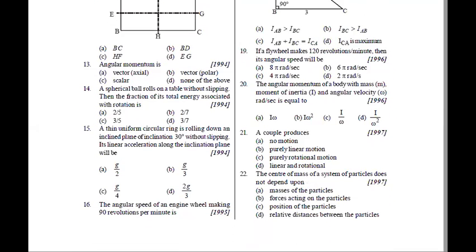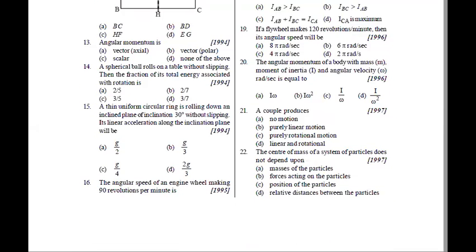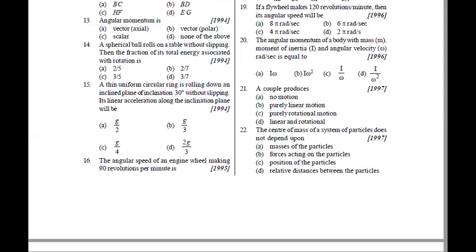Now, 13th, angular momentum is again an easy formula. 14th, the spherical ball rolls on a table without slipping, then the fraction of its total energy associated with rotation is easy. See, angular momentum is what? R cross P. So obviously R cross P is axial, along the axis. Yes or no?